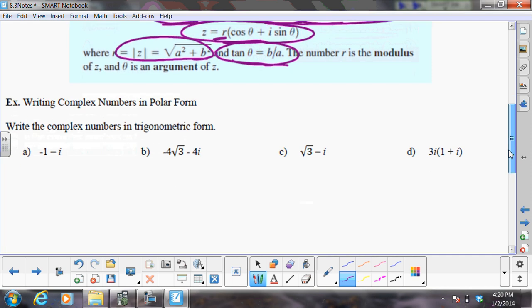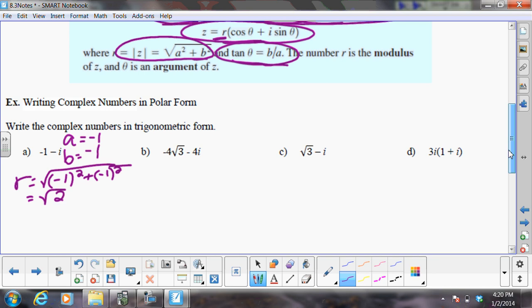All right, so here, let's write out some things. A is -1. B is also -1 because there's a -1 in front of that i. So to get r, -1 squared plus -1 squared, and you get the square root of 2.